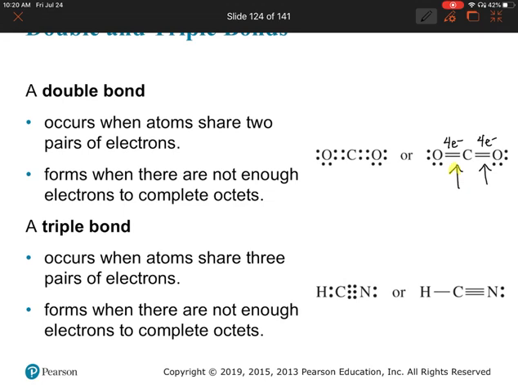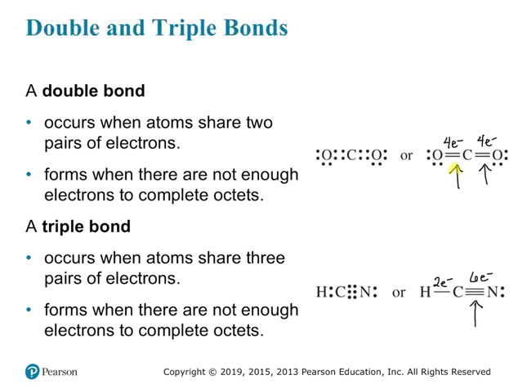And in a triple bond, you're sharing 6 electrons. So for instance, in this HCN molecule, or hydrocyanic acid, we have 6 electrons in that triple bond, and 2 electrons in the single bond. So that's a total of 8 electrons that carbon has. So we're going to look at a couple of examples just to get a feel for how and when to form double and triple bonds.